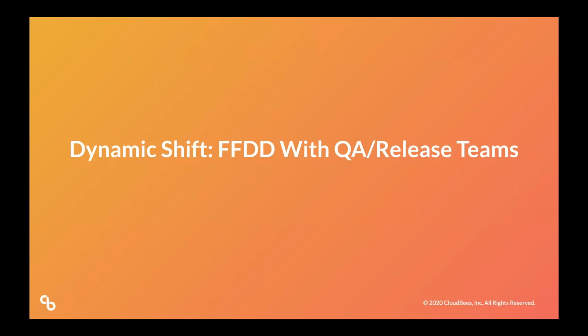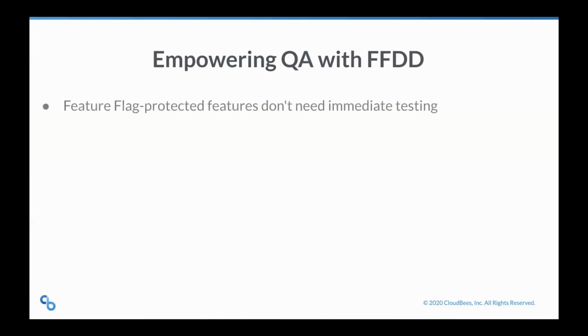The next part of my presentation that I want to talk about is how does this impact the developer's relationship with QA and release teams. So I think feature flag protected features don't need immediate testing. I think that when you release it, you know there's a feature flag, it's protected. Of course, you want to go through QA and staging first and make sure that the feature flag itself is working. I think that's a good habit. And of course, locally, you want to test it. I think those conventions should not ever go away.